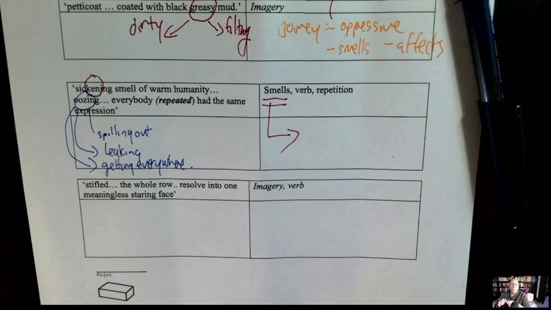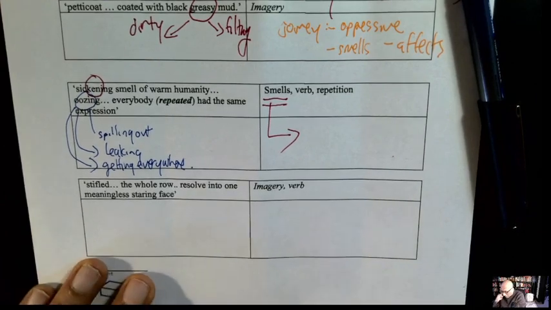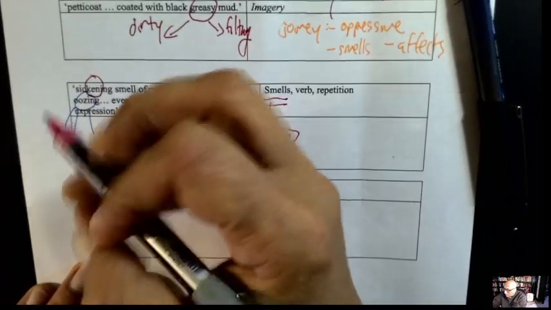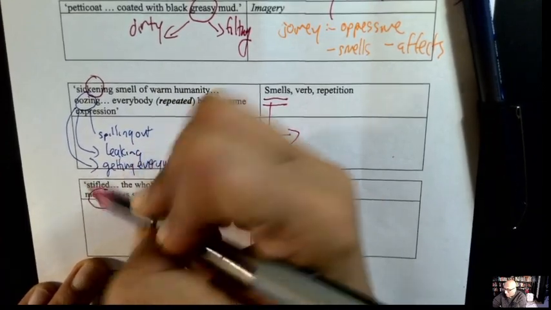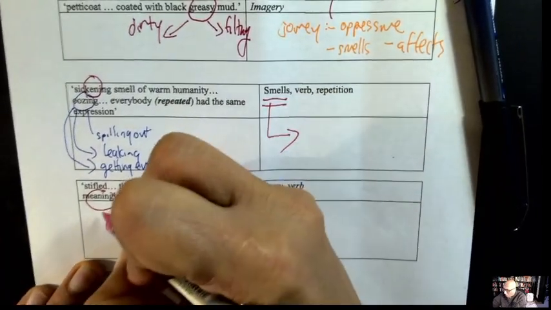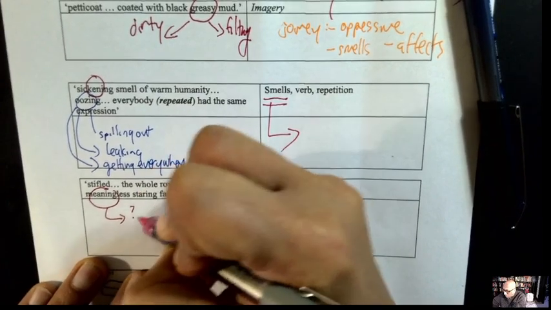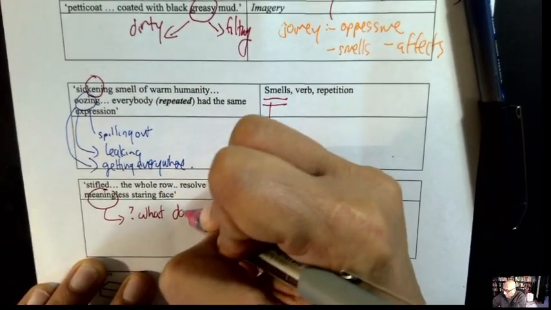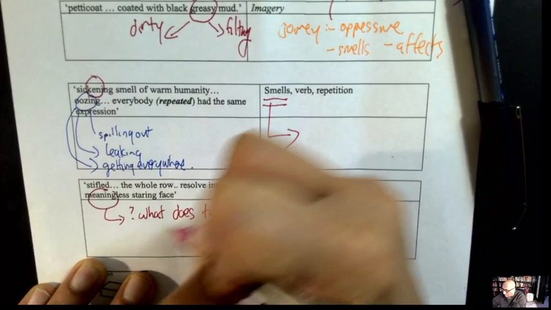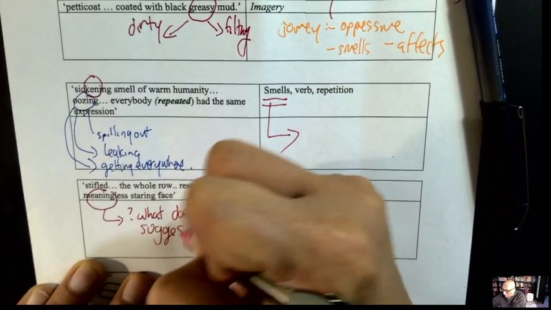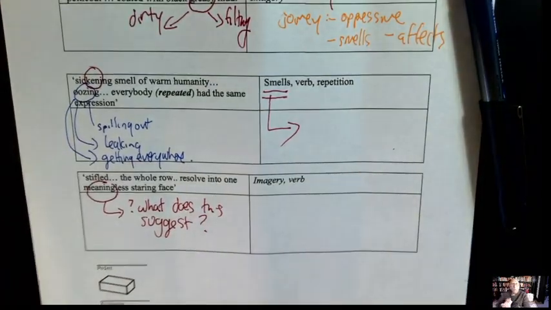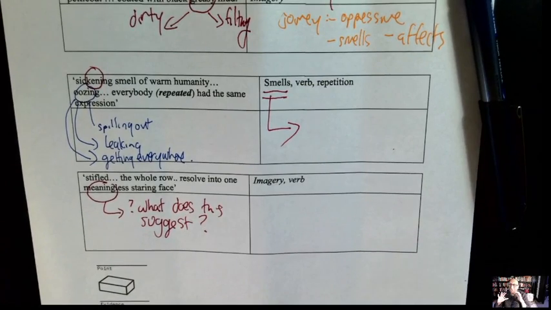Stifled the whole row, resolved into a meaningless, staring face. What does it mean to her that... what does meaningless mean? What does this suggest about her journey home? What does the idea that she knows no one, how does that help us think about her journey home? What does it make you personally feel about what she's going through?